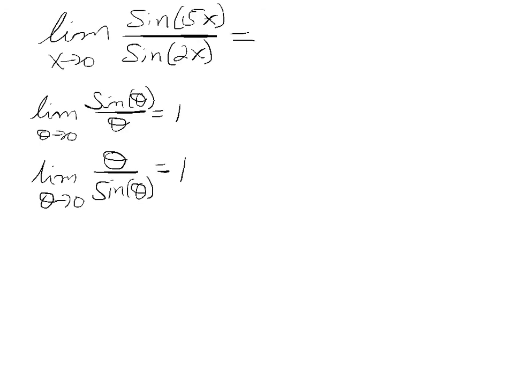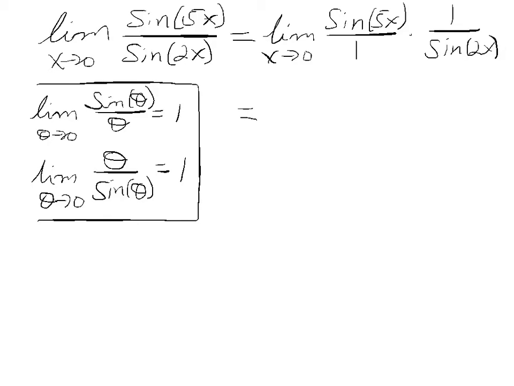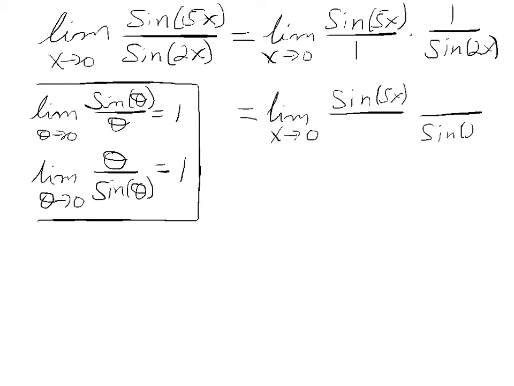Okay, so we have this information that we will put to use. All right, so let's break this fraction up. Let's write this as sine 5x over 1 times 1 over sine 2x. All right, so I'll write my limit. x goes to 0. Sine 5x over something. And I'll write the sine 2x. I'm going to leave the denominator and numerators blank for a moment.